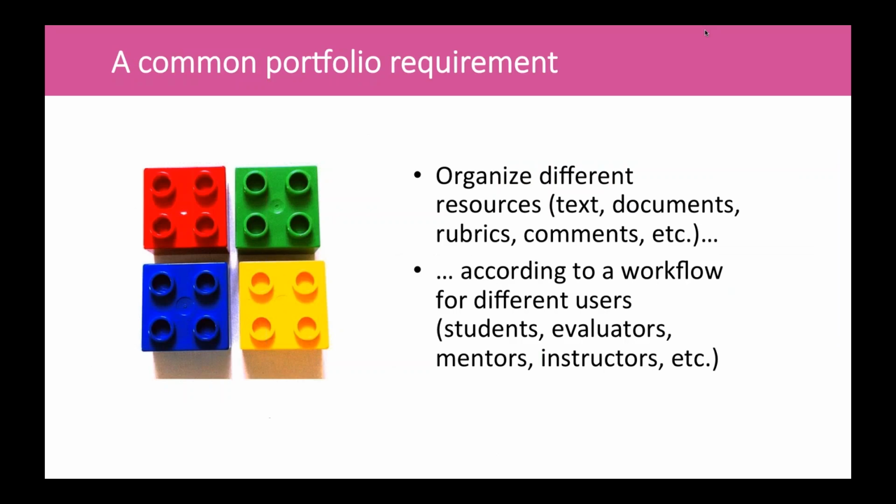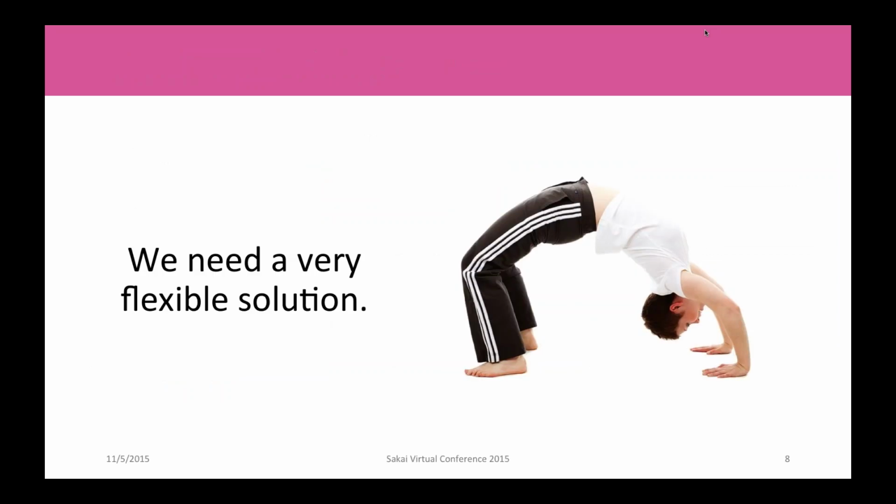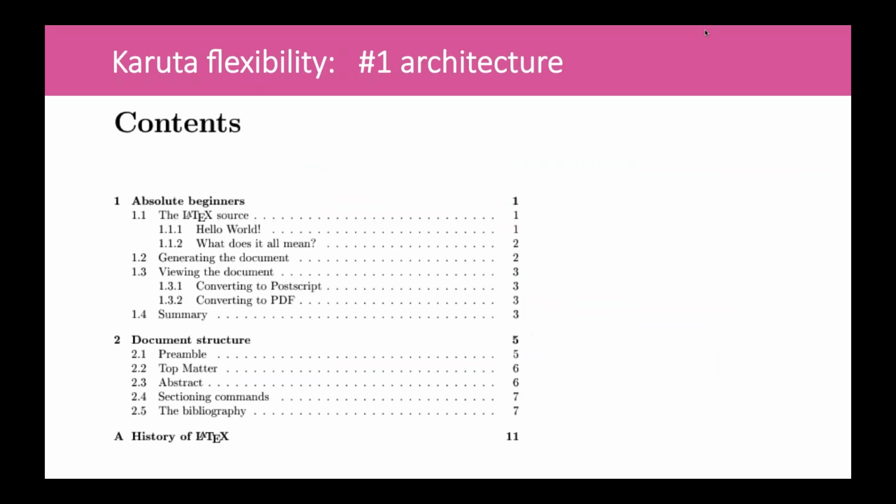A common portfolio requirement is being able to organize different types of resources and artifacts according to a workflow for different users to interact. So to do this, we need a very flexible solution. I'm now going to describe this flexibility in five steps. The first is the architecture. You can think of Karuta as a kind of a tree that's equivalent to a book.